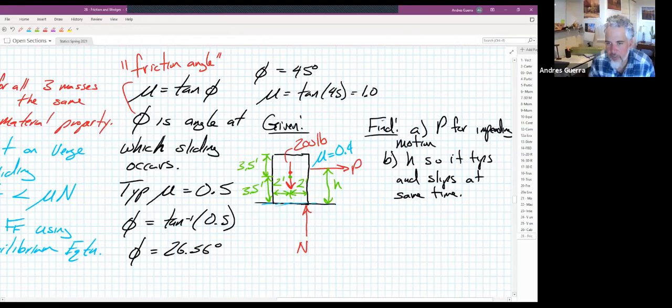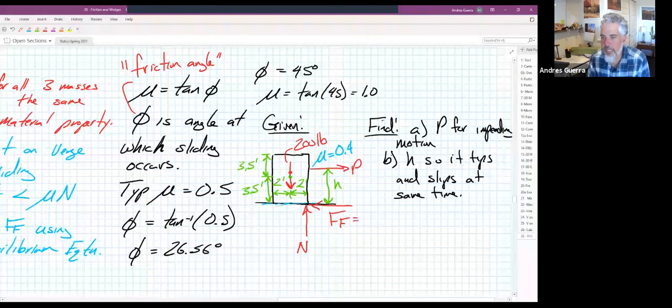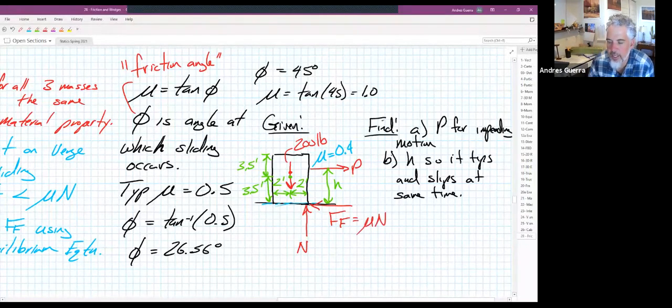And then our frictional force, remember, is going to oppose impending motion. Our impending motion is to the right, so our frictional force is there. And can we say that it's equal to mu times n? We can say that it's equal to mu times n, and that's because they tell us the P for impending motion. So that's when we know that our force of friction is equal to mu times n.